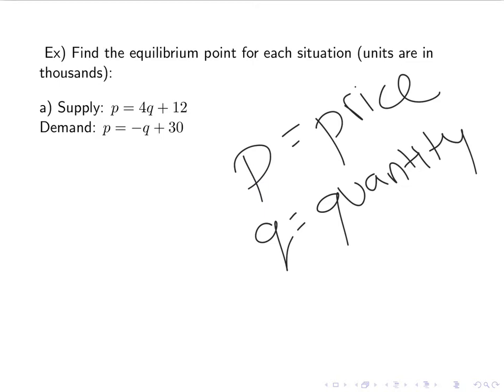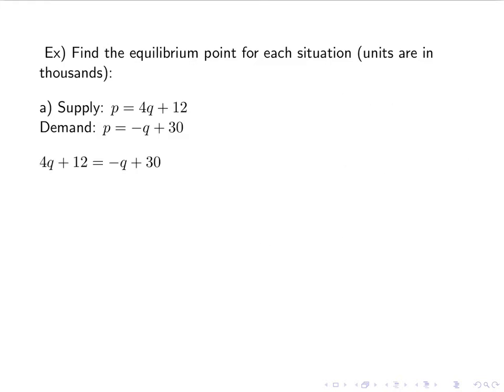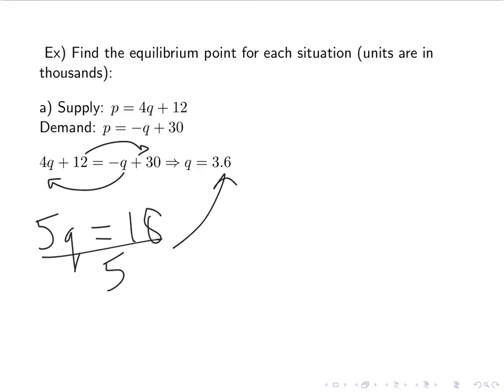Okay. So again, what we want to do is set these two equations equal to each other. So 4Q plus 12 equals negative Q plus 30. And if we solve this, we should get 3.6. Remember, you're solving an equation. You have variables on both sides, so you want to combine them. I'm going to bring my Q over and get 5Q. Then bring the 12 over, and 30 minus 12 will give me 18. Divide both sides by 5, and I'll get Q is 3.6.